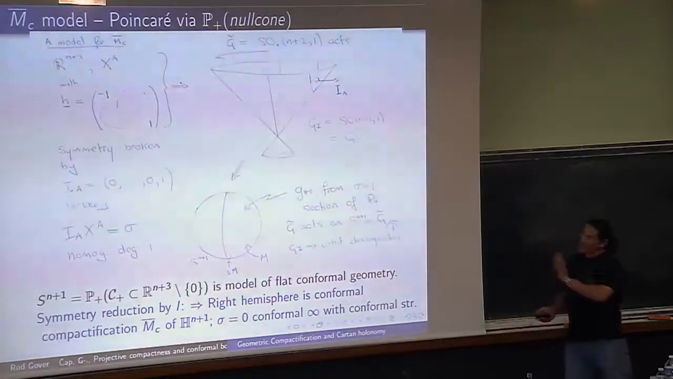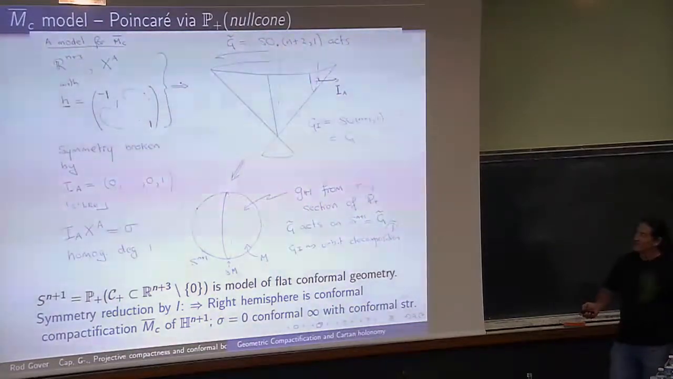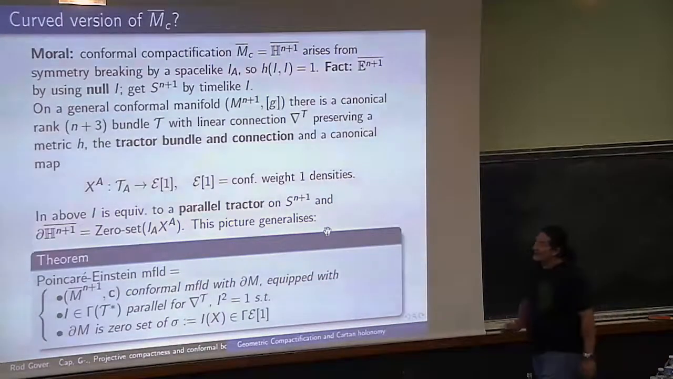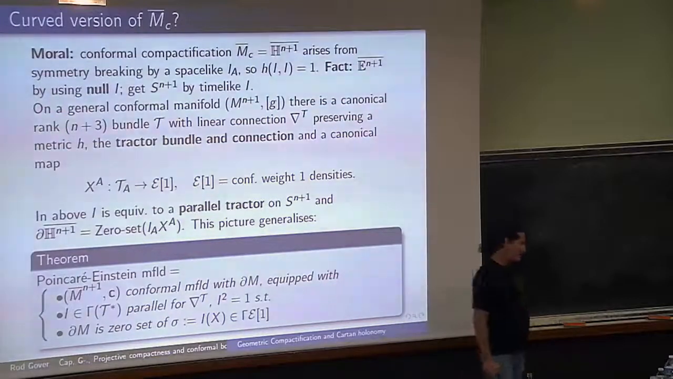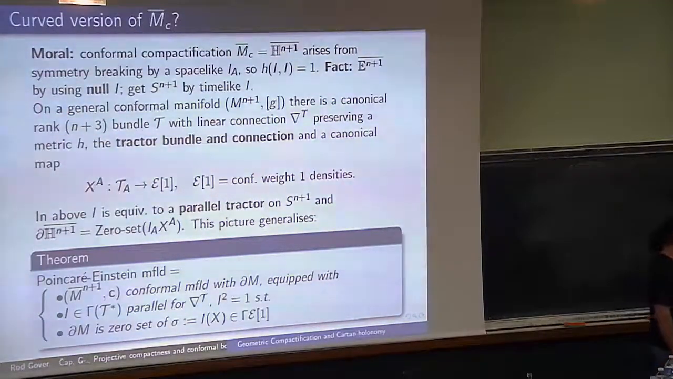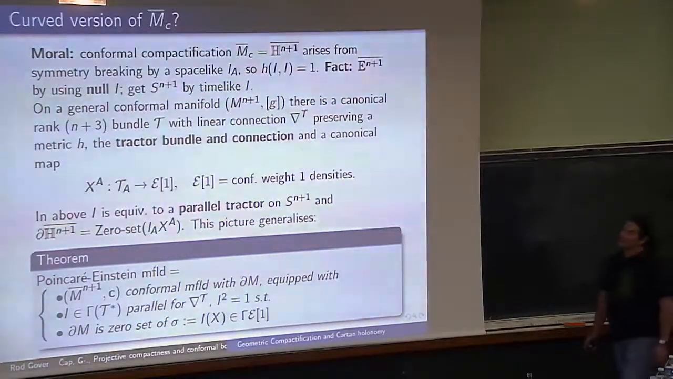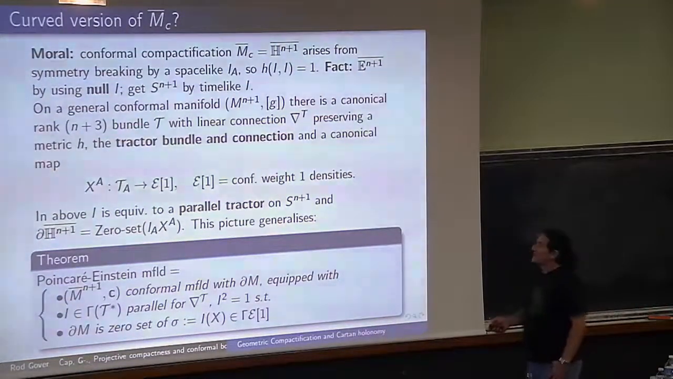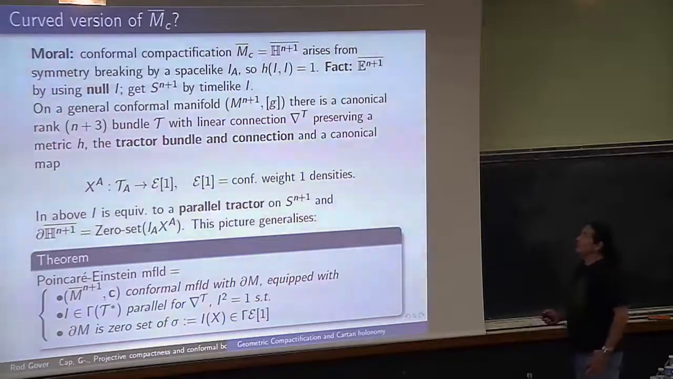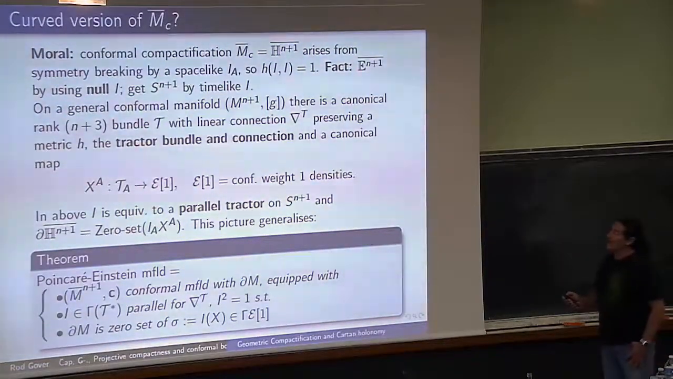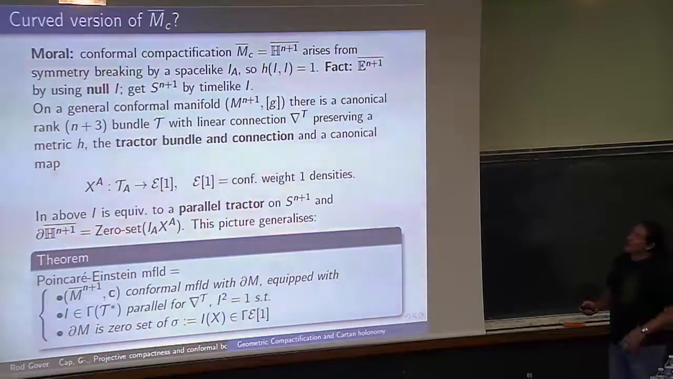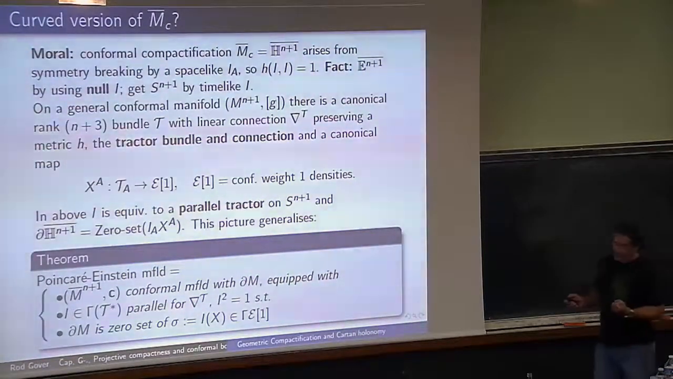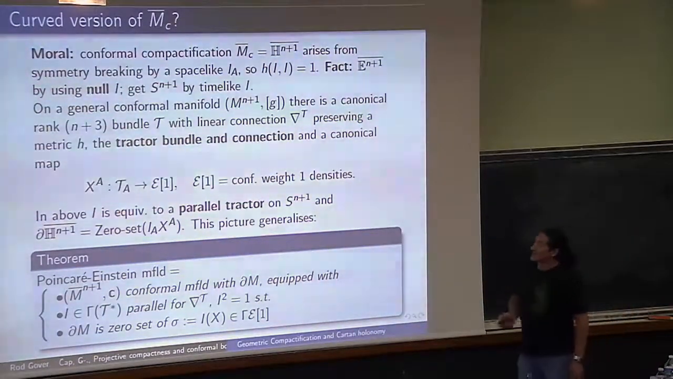Okay, so now we want to think of a curved version of this, and I'm going to be brief here, partly because that's what I was talking about in the last weeks, and also because I want to get onto this projective version. Okay, so the moral from the previous slide was that the conformal compactification of hyperbolic space arises by the symmetry breaking by a space-like vector of some sort.